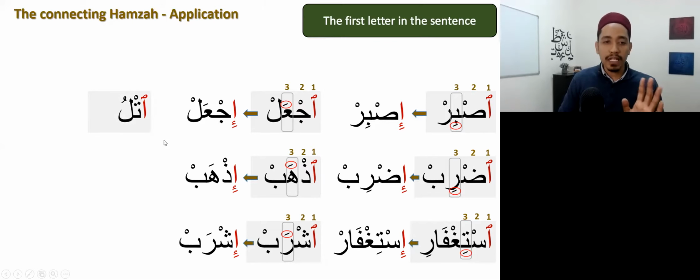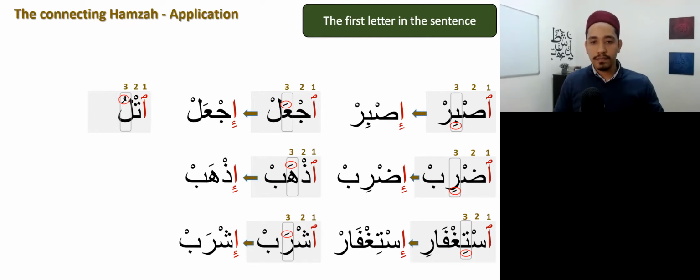Okay. Finally, 1, 2, 3. The third letter is a dhamma. With what haraka should the connecting Hamza be read?